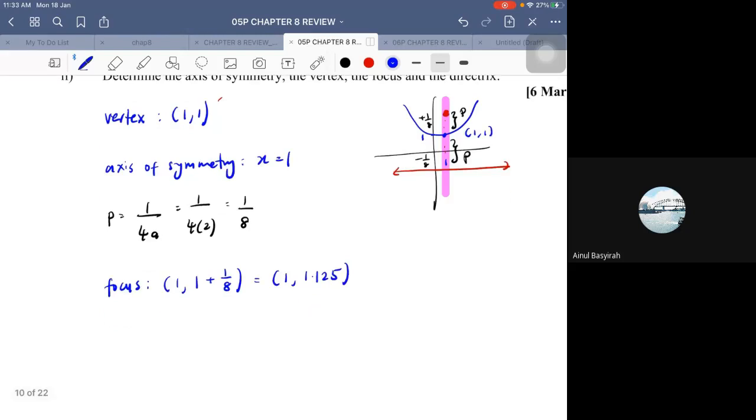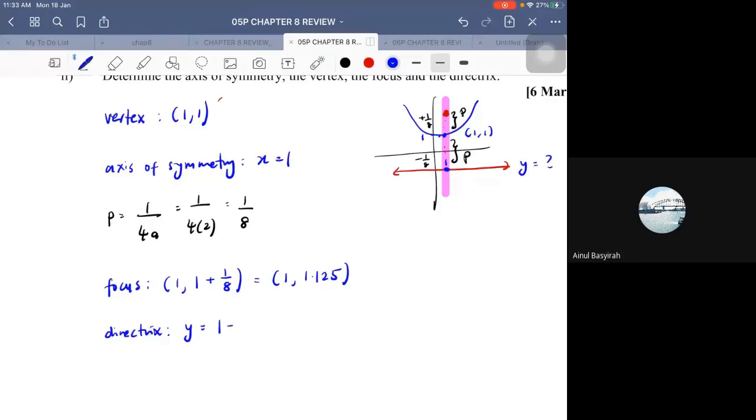Tapi directrix ni dia bukan koordinat sebab dia adalah straight line. So maknanya kita akan cari equation of the straight line. And equation ni di horizontal. So ni adalah equation y sama dengan a certain value. So berapa nilai y? Okay, so kita nak cari apa dia nilai kat sini. Kita tahu kat atas ni 1. So dia turun bawah 1/8 unit. So dia akan jadi 1 tolak 1/8. So which is going to be equivalent to 7/8.